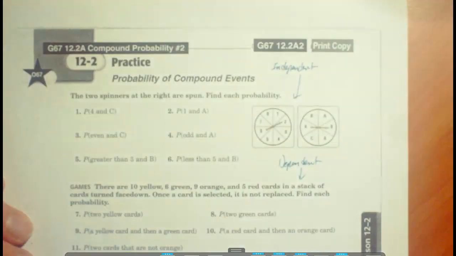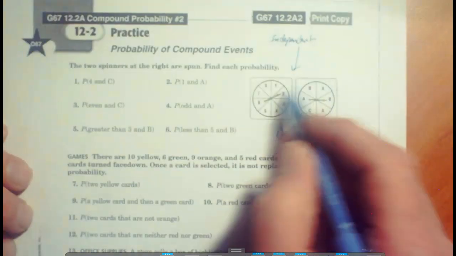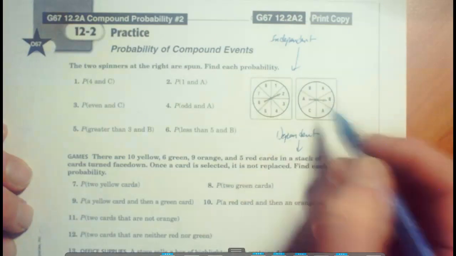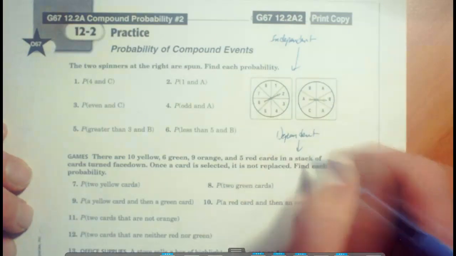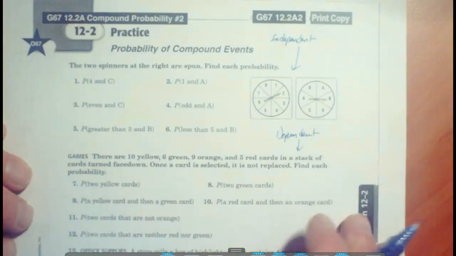All right, quick review. We've got some independent events. Those are events that have nothing to do with one another, like these two spinners. What happens over here has nothing to do with this. And then you have dependent events, like these problems down here. I'll do one of each.